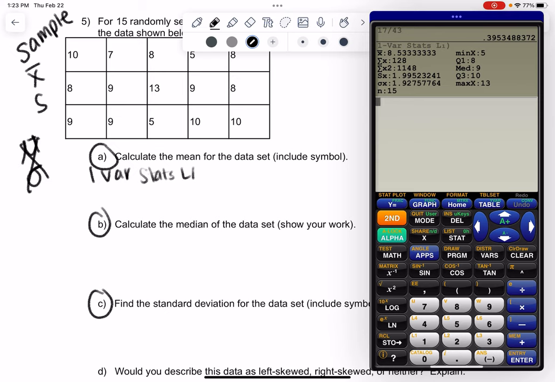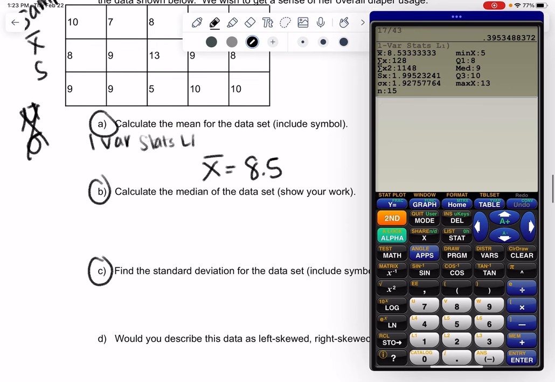All right, so our mean is the very first one, the one that says X bar, and I get a mean of 8.5. I always just want one more decimal place than the data, so 8.5 works. The median is given at 9. No rounding to worry about because it's just 9.